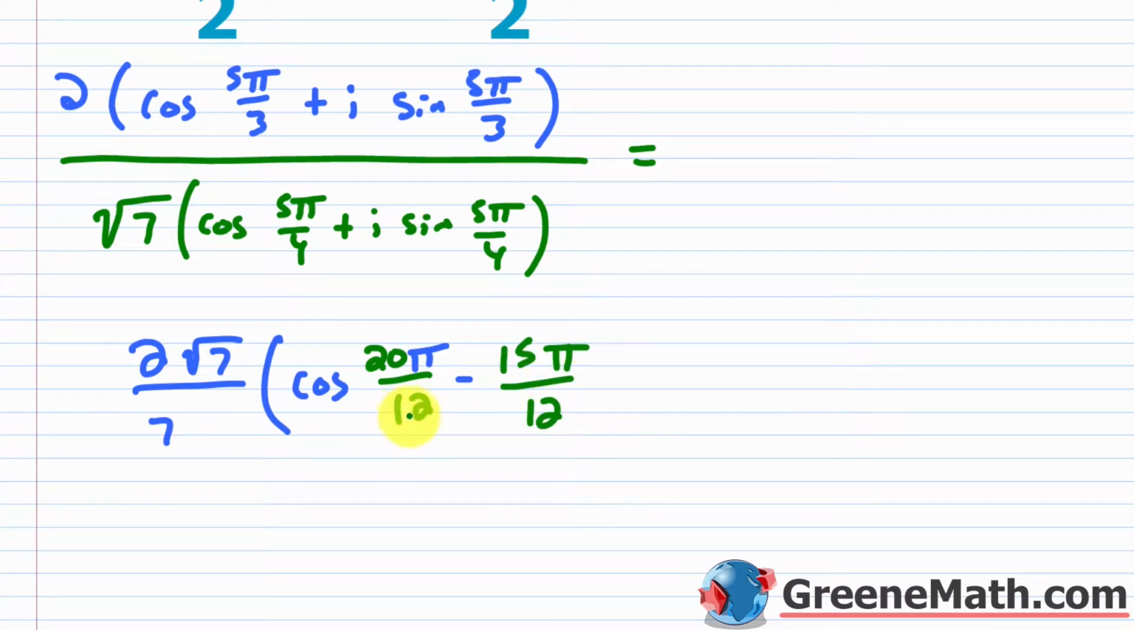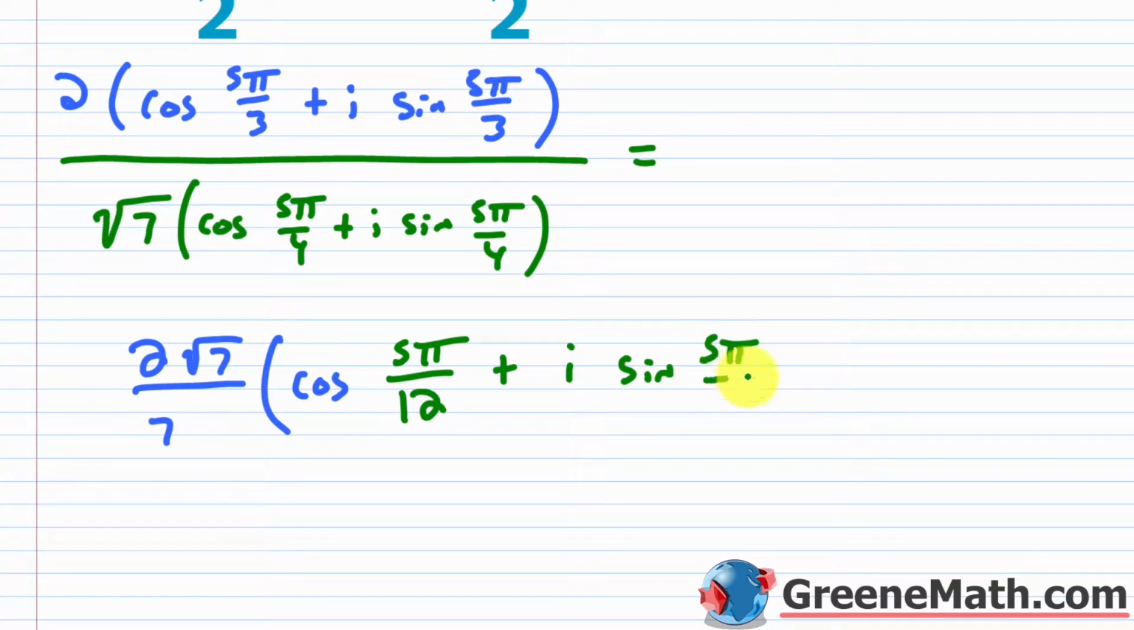So this would give me what? It would give me 5 pi over 12. So the cosine here of 5 pi over 12, then plus I times the sine of, again, it's the same thing, the 5 pi over 3 minus the 5 pi over 4. So that gives us 5 pi over 12, okay? So this is going to be our result in polar form.